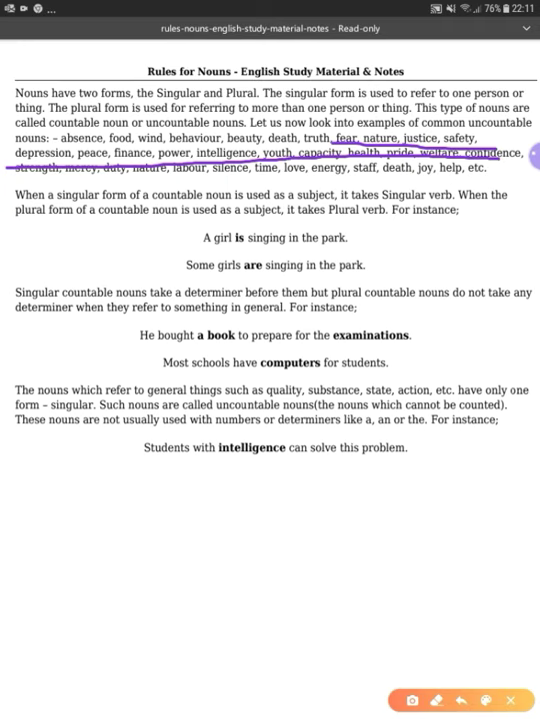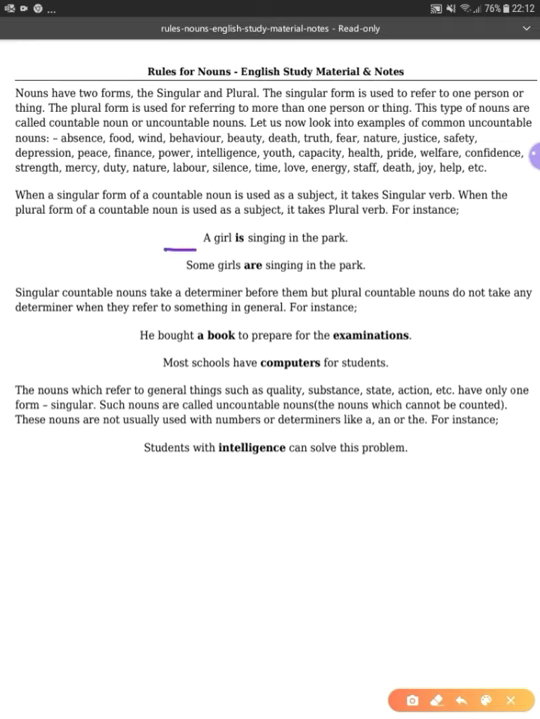But when a singular form of a countable noun is used as subject, it takes a singular verb. Do you understand what I said? When a singular form of a countable noun is used, it takes a singular verb. What does it mean? I'll better explain it to you by giving you an example.